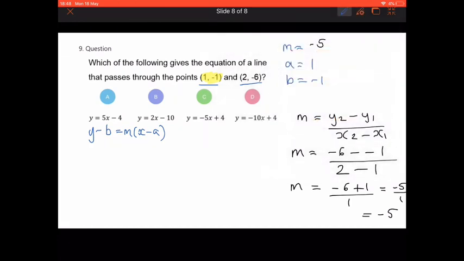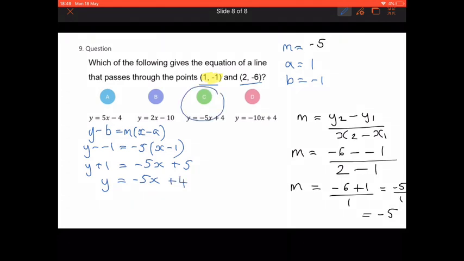Now we've got all the components, we can just plug them into our equation. So y minus b, so y minus -1 equals m, well m's -5, brackets x minus a, so it'll be x minus 1. I multiply it all out, so that becomes y plus 1 equals -5x. Again, be careful, 2 negatives here, which becomes plus 5. Get it in the form y equals mx plus c by subtracting 1 from each side. So we end up with y equals -5x plus 4, which is option C.